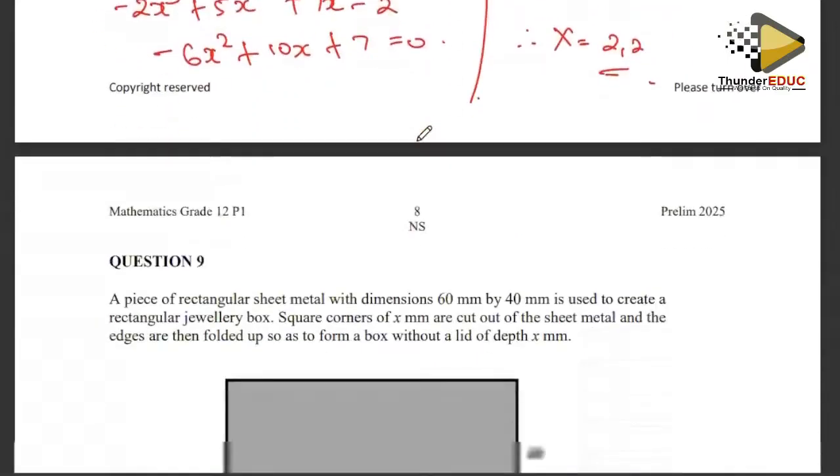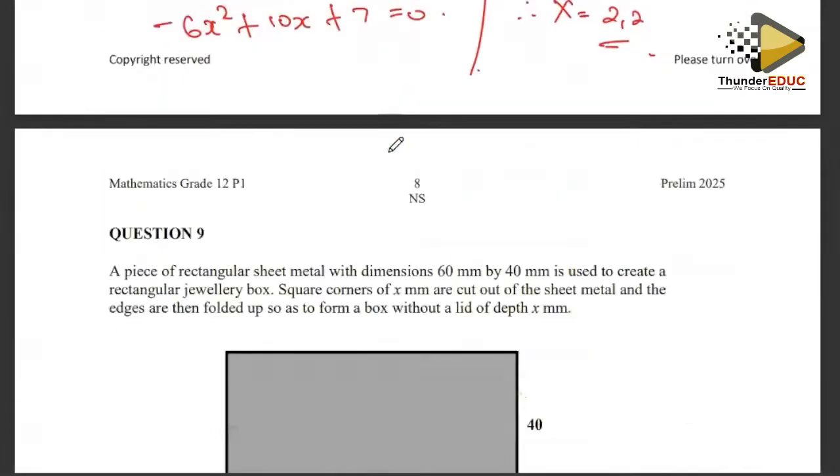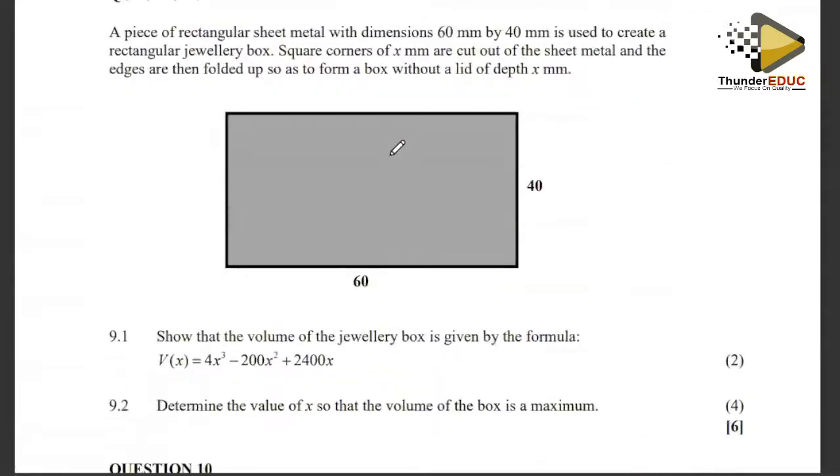All right, so that is how we would have gone about question number 8. Question 9: a piece of rectangular metal with dimensions 60 and 40 is used to create a rectangular box. Square corners of x millimeters are cut out of the metal, and then the edges are folded to form a box without a lid, but with a depth of x millimeters. Can we show that the volume of the box is going to be given by this?